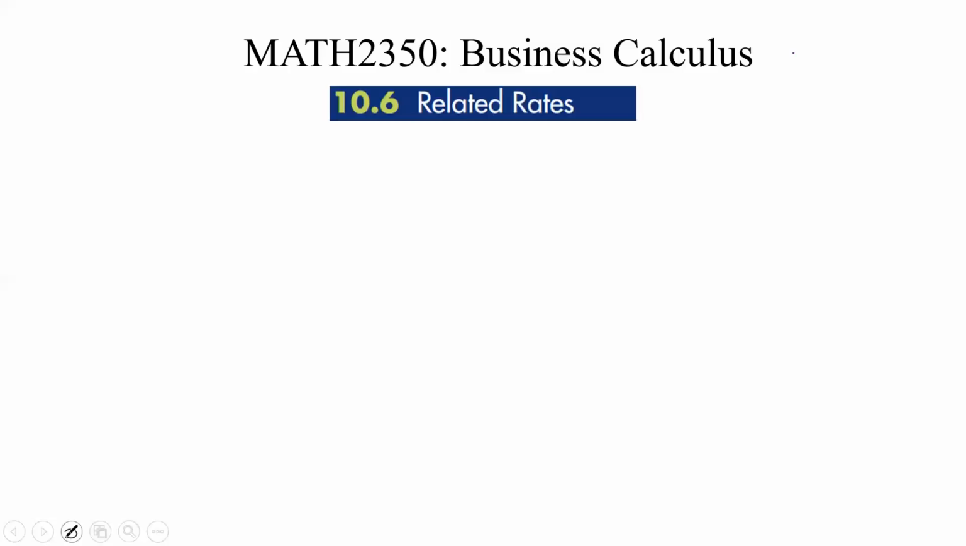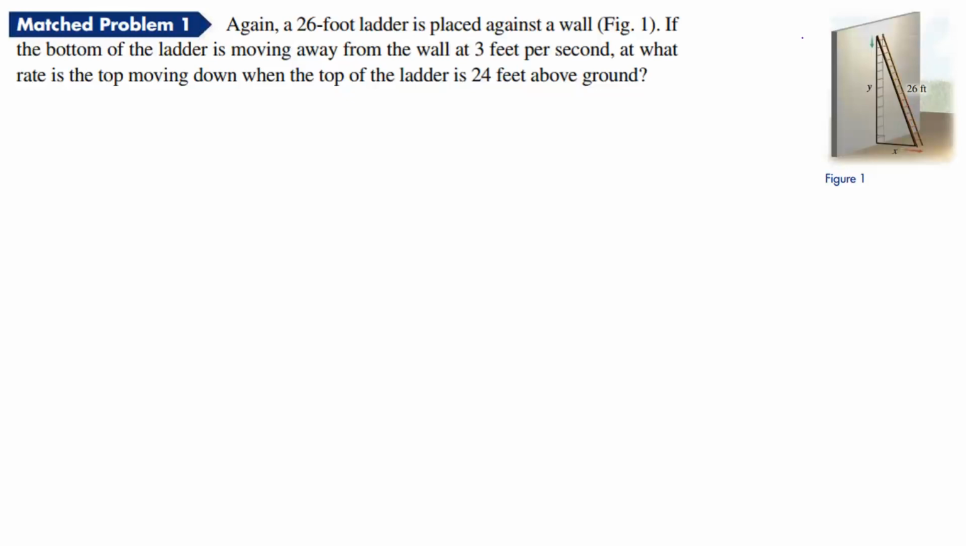All right, so here we're on 10.6 on related rates. With this problem, what we need to do is think about what we have, and then go from there. It says again, a 26-foot ladder is placed against a wall, as shown here in figure 1. If the bottom of the ladder is moving away from the wall at 3 feet per second, what is the rate of the top moving down?